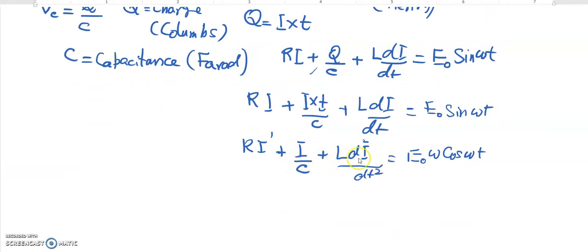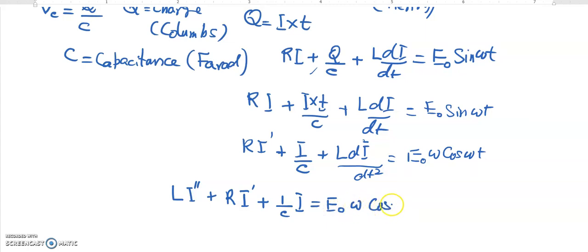Okay, so we will rearrange the terms and write it a little bit nicely. So it will be L d²i over dt², so it will be L I double prime, and then R times I prime, and then we have 1 over C times I, and that is equal to E naught omega cosine of omega t. So this will be the differential equation for the RLC circuit in terms of the current.